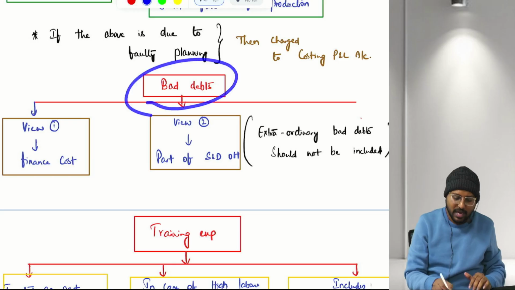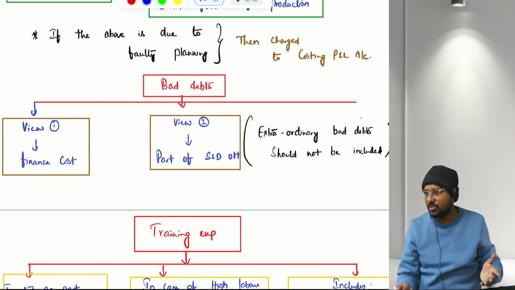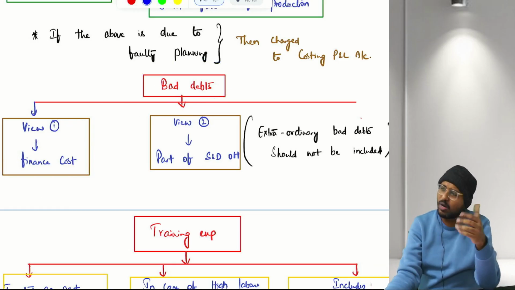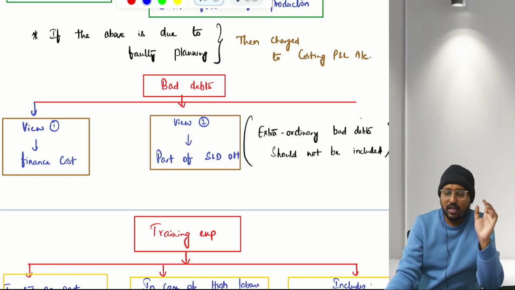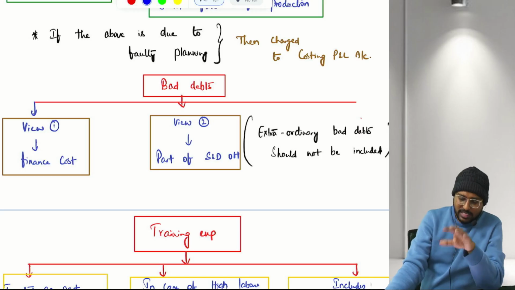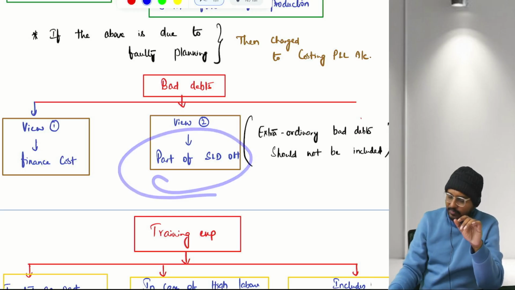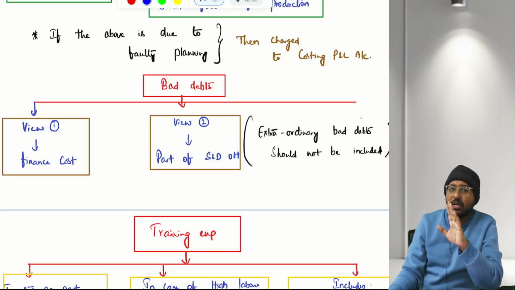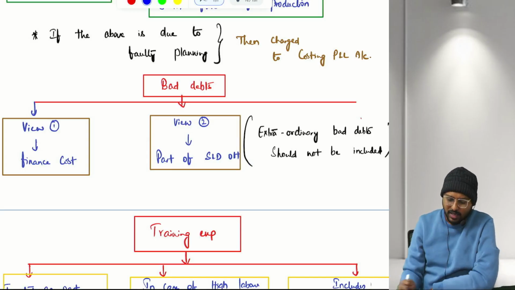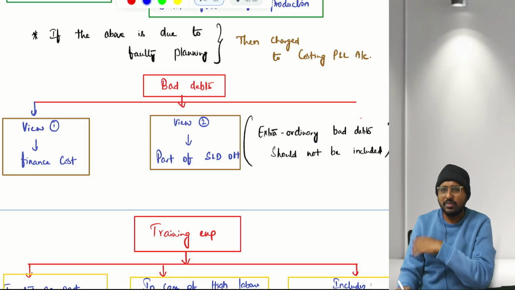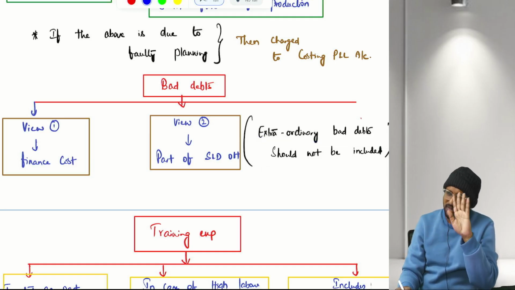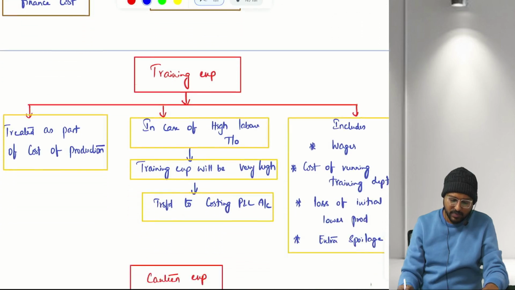Usually, when I say bad debts, they'll always think it forms part of finance cost where it will be debited in costing P&L account or P&L account, whatever it is. Correct? But because of these exceptional cases, it will be part of selling and distribution overheads. Extraordinary bad debt should not be included. That's okay. Extraordinary bad debts means rarely it will happen. Rarely it will happen. Okay, right. Anyways, moving on to next one.